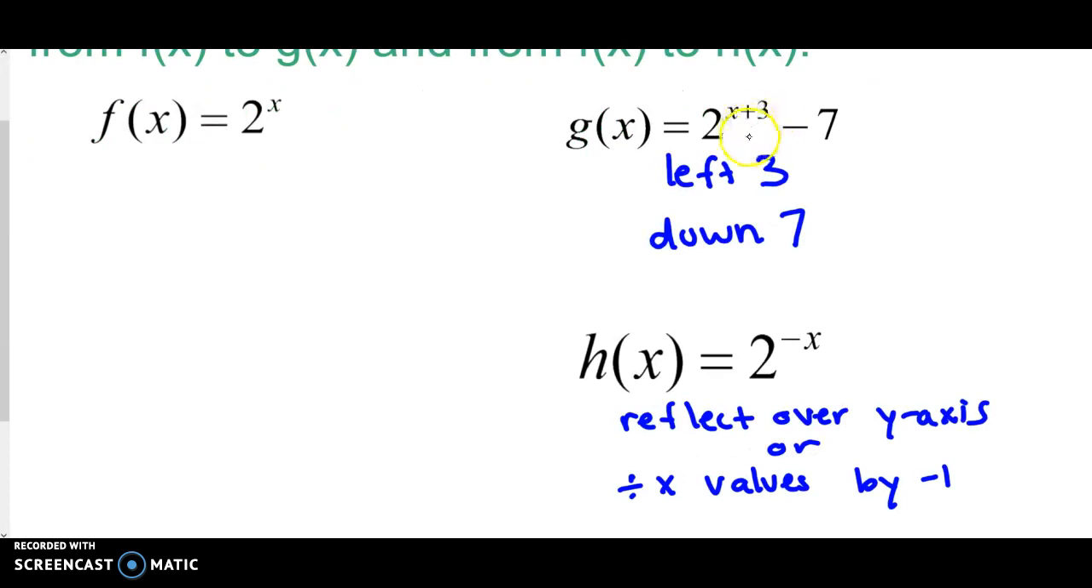For g of x, the key thing here is identifying what's inside, quote unquote, inside of my function, what's outside. So this will go left 3 and down 7. Here I have 2 to the negative x. So you could have said one of two things. I'll probably use the types of descriptions where I say something like reflect over the y-axis, which is the case here. Or if you said divide x values by -1, that also satisfies the same thing. Awesome.